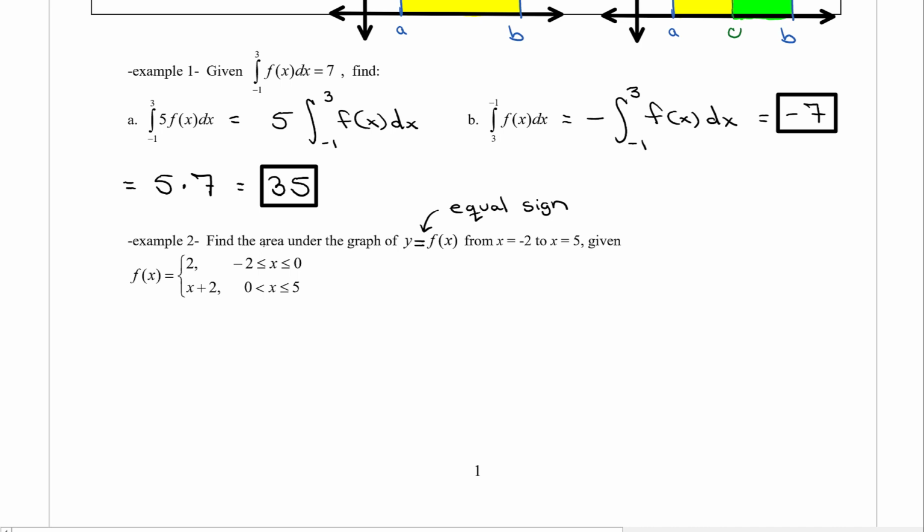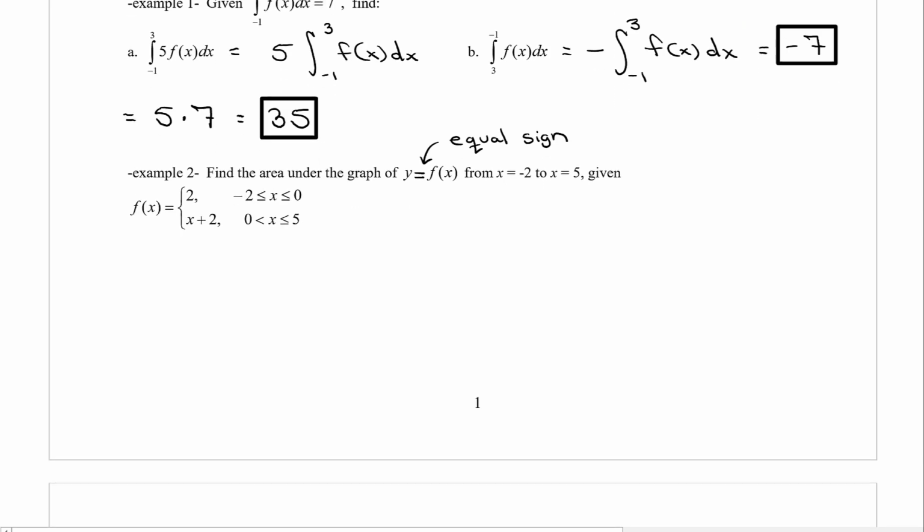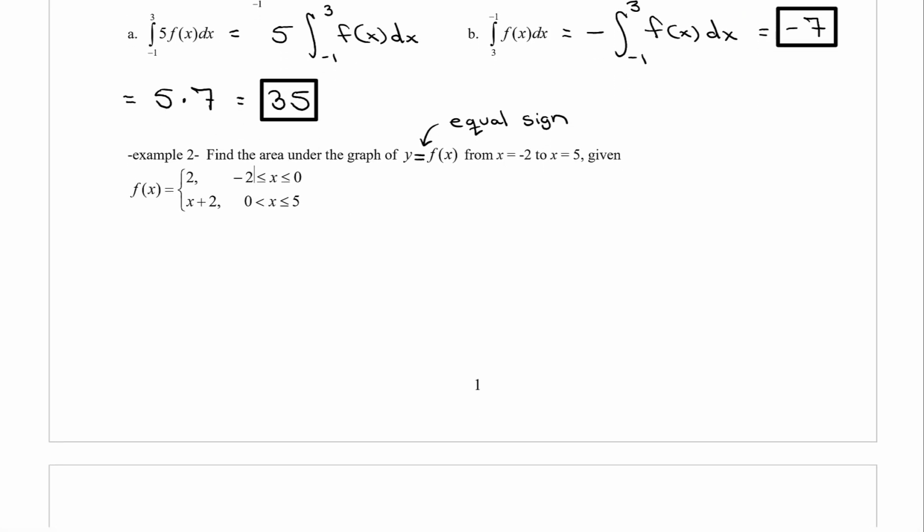Example 2, find the area under the graph of y equals f of x from x equals -2 to x equals 5, given the following piecewise function. f of x equals 2 if x is greater than or equal to -2 and x is less than or equal to 0, and f of x equals x plus 2 if x is greater than 0 and x is less than or equal to 5.